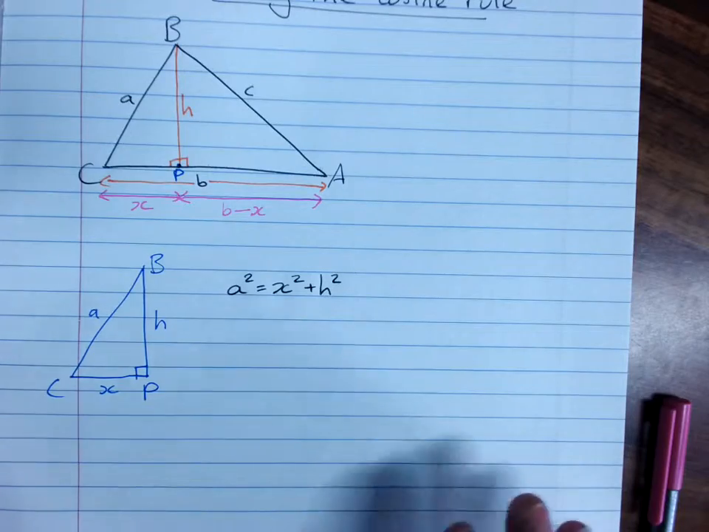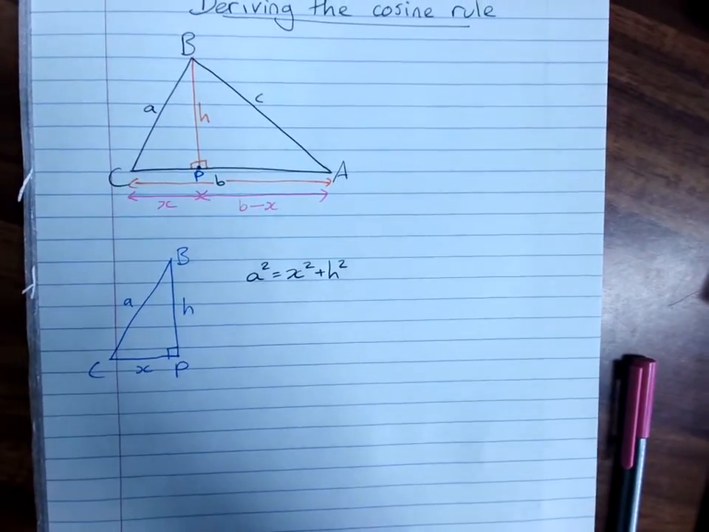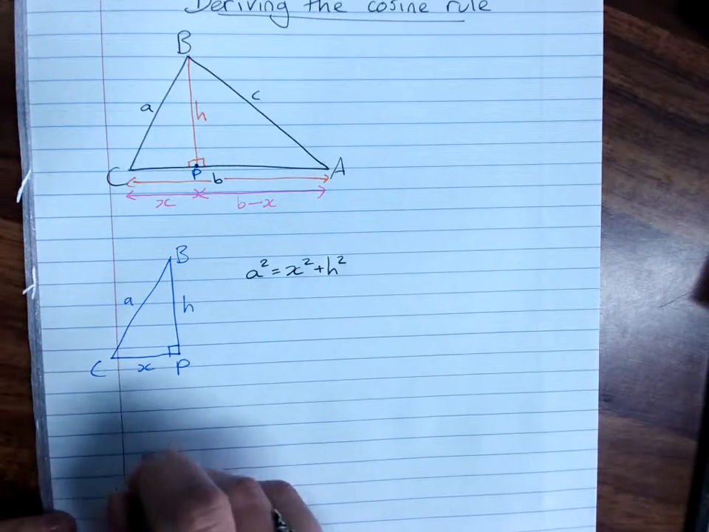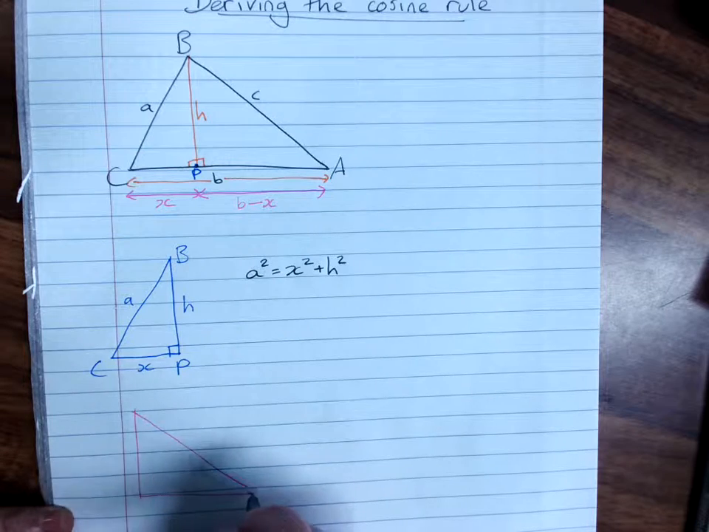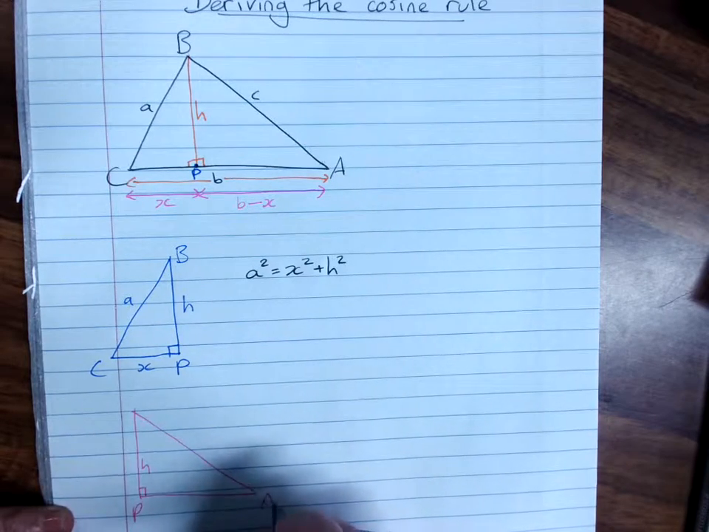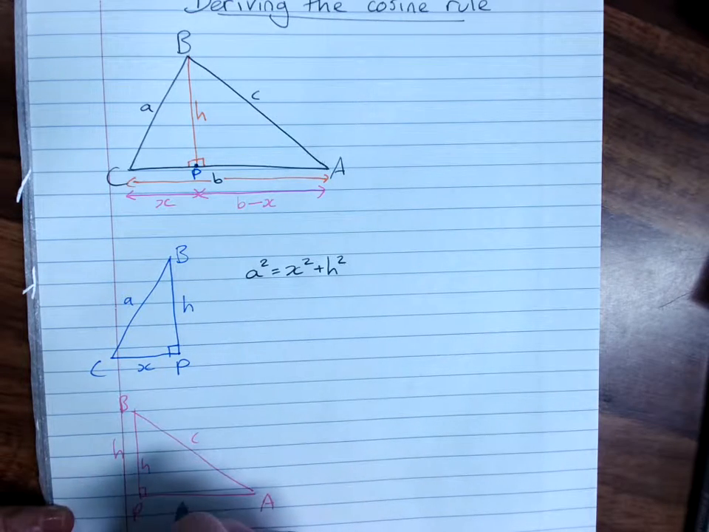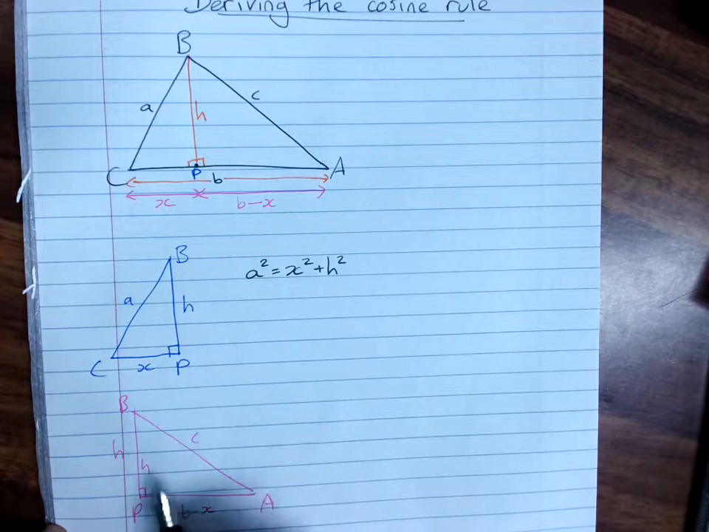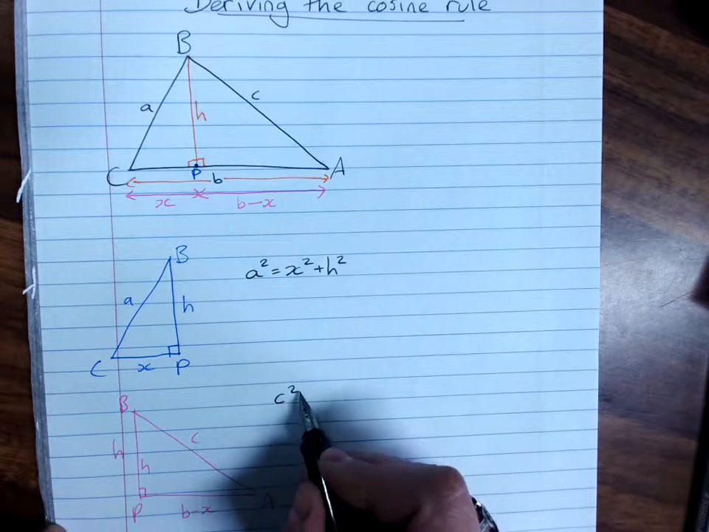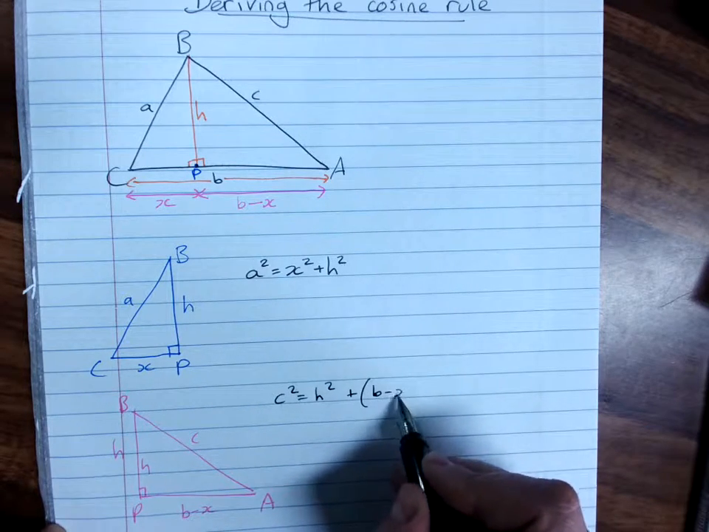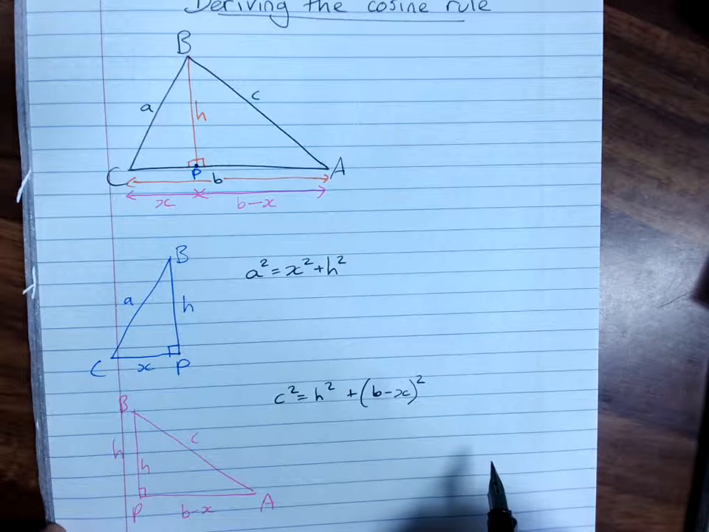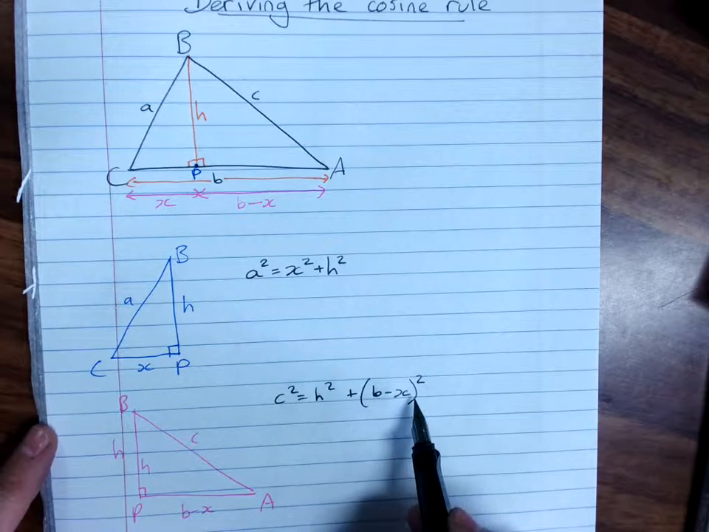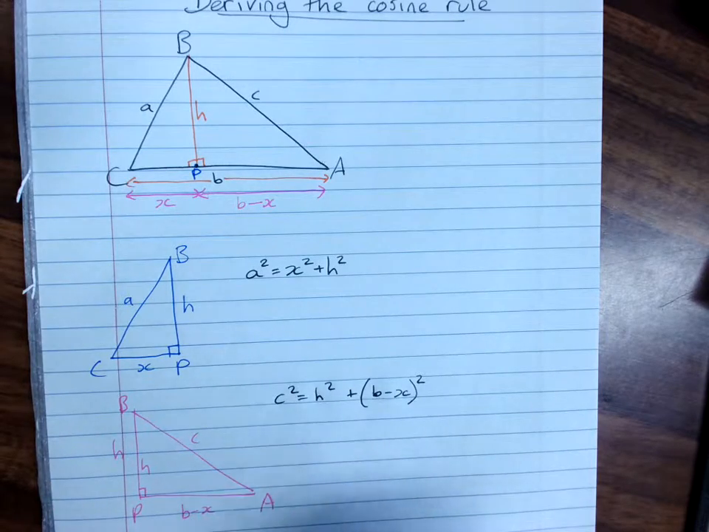Take the other triangle. Sorry, I'll just zoom out a little for us there. Take the other triangle, ABP. And this is b minus x. Now, if we again took the hypotenuse there, c squared equals h squared plus (b minus x) squared. If we expand that out, I might just expand out (b minus x) squared somewhere else.